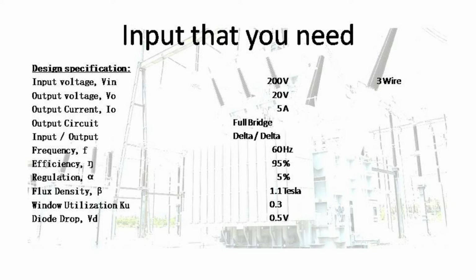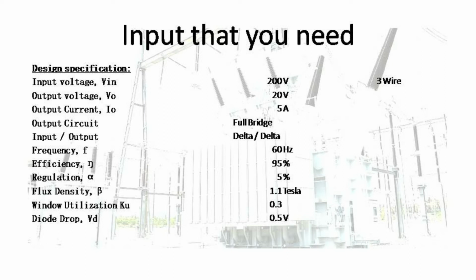So first of all, with the design specifications, we would need the input voltage, which is Vin, and this is around 200 volts. Again, this is make-believe data, so none of these are actually real data. And then also we got output voltage, which is VO, which is 20 volts. We also got output current, which is IO, which is 5 amps.